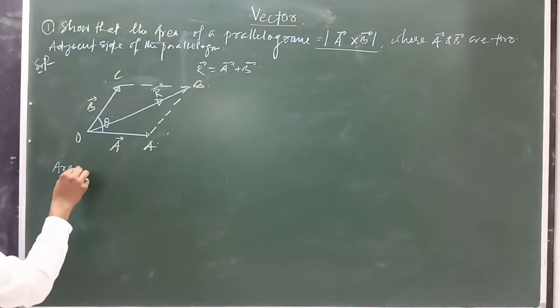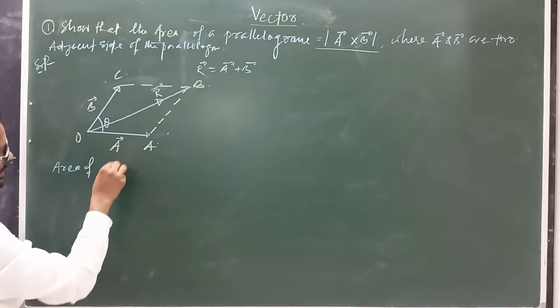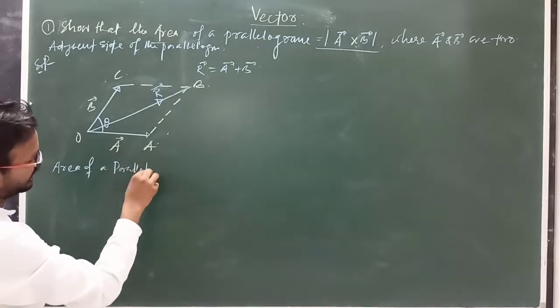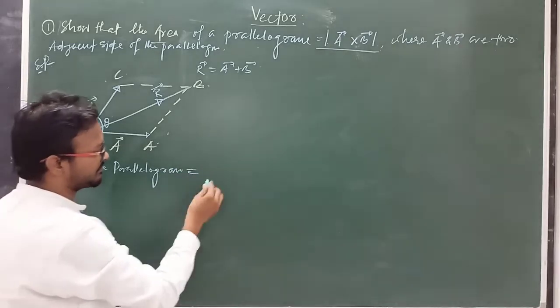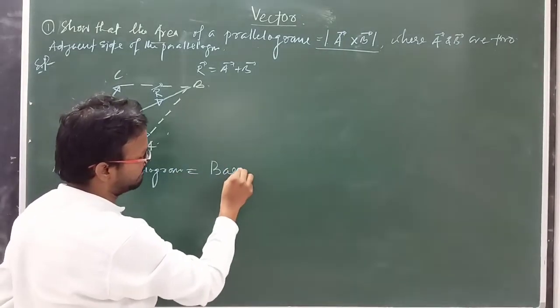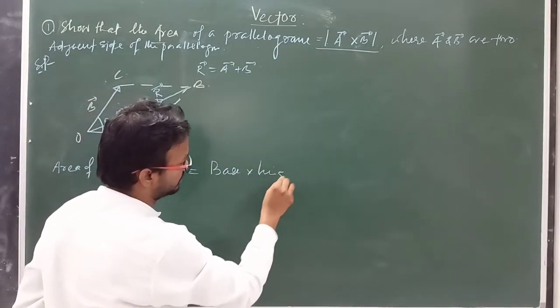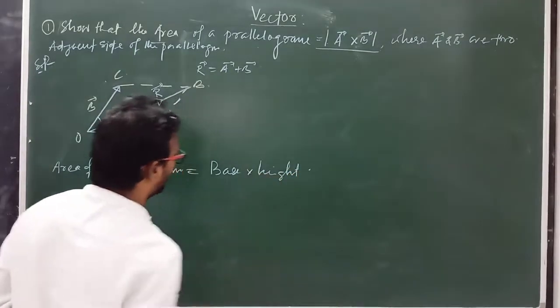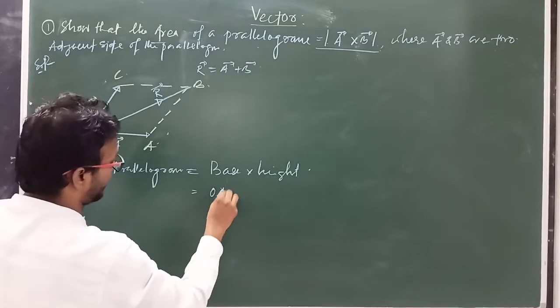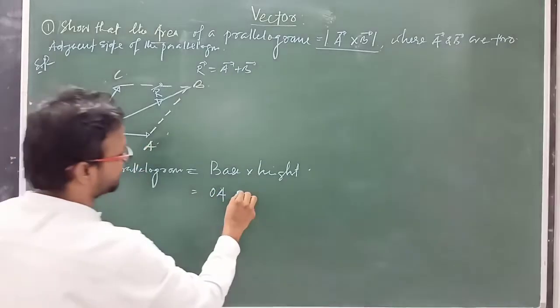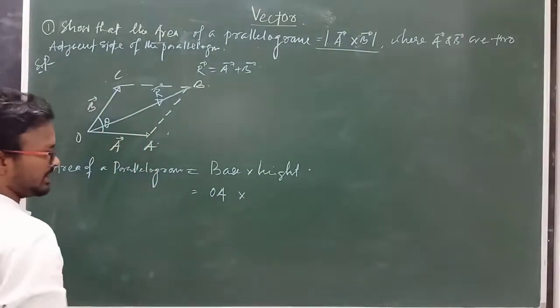That is, area of a parallelogram is equal to base into height. So what is base? This is base OA. Into only magnitude we have to take here.